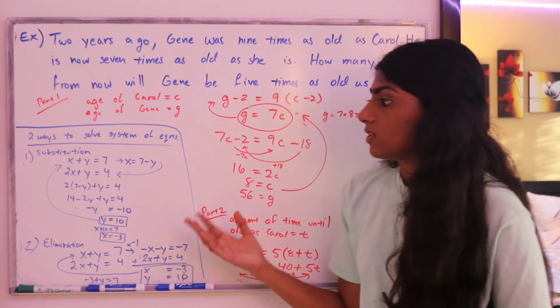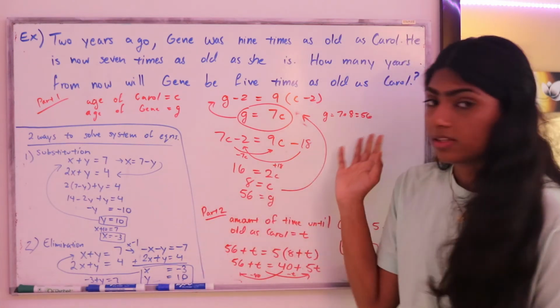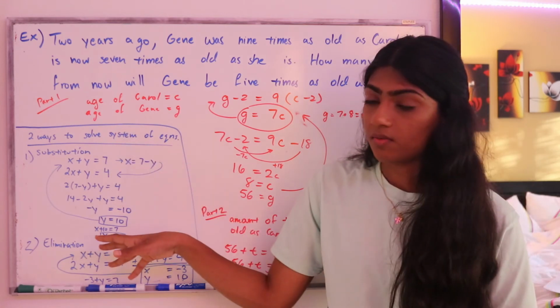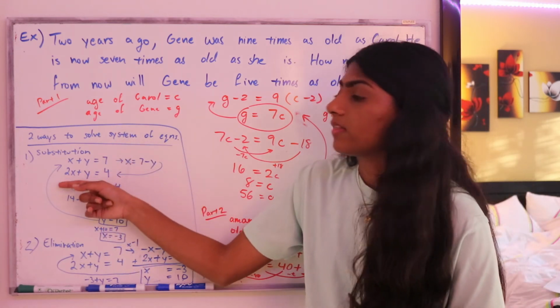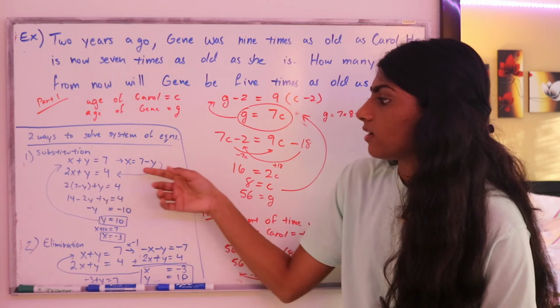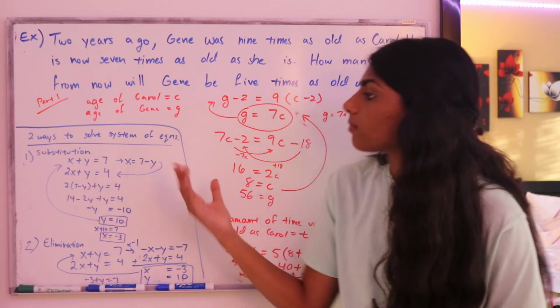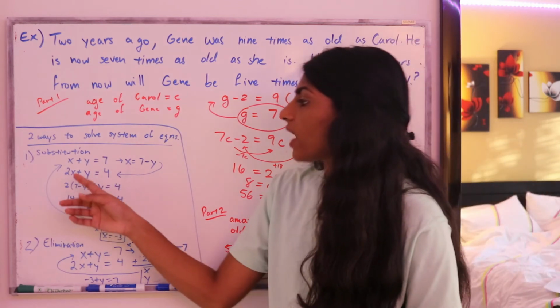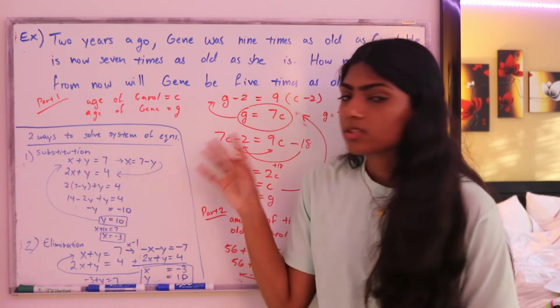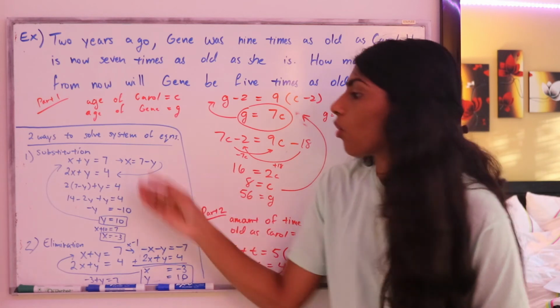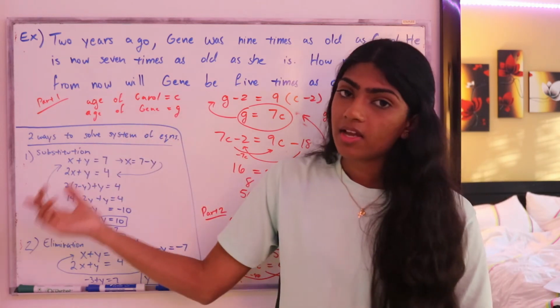The best way to do the system of equation problems is to make sure that they are in the standard form. So this is the standard form here: x plus y equals a number, and then 2x plus y equals a number. What I'm going to do is try to make either x equals something in terms of the other variable, or y equals something. This time I used x.